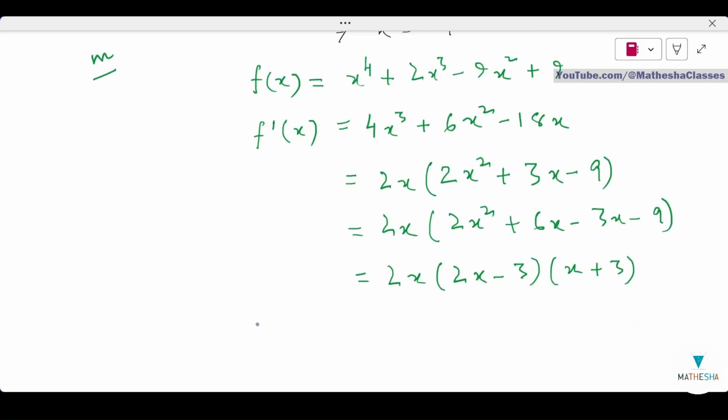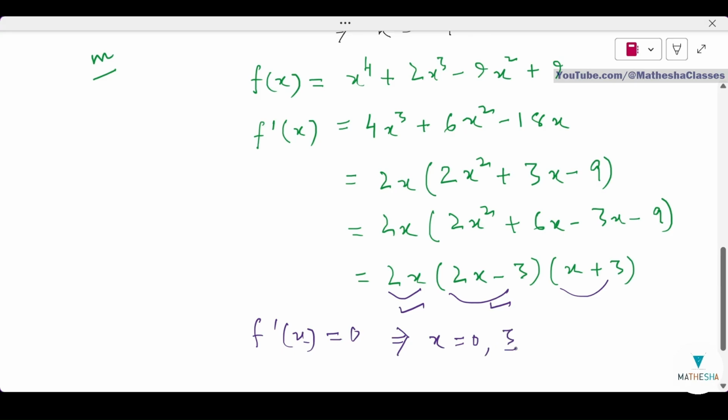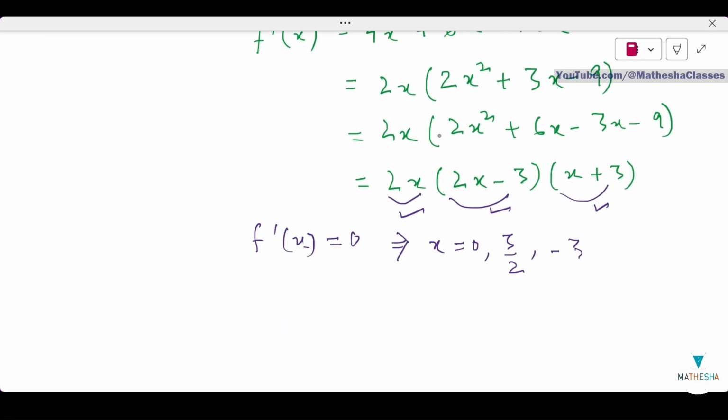So definitely f'(x) equal to 0 implies any one of the factors is equal to 0. If the first factor is 0, that means x equal to 0. If the second one is 0, you will be getting x equal to 3 by 2. If the third one is 0, you will be getting x equal to minus 3. So whether you are considering local minimum or global minimum, they must occur at one of those places. So now let us calculate them one by one.